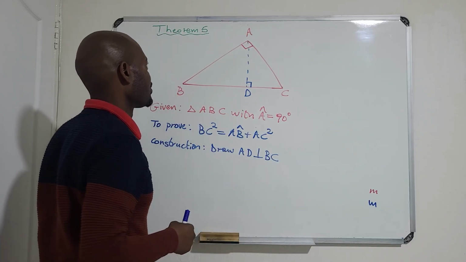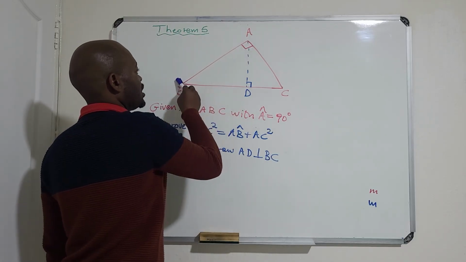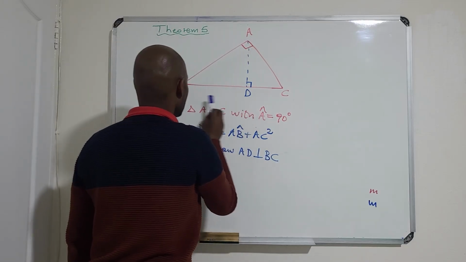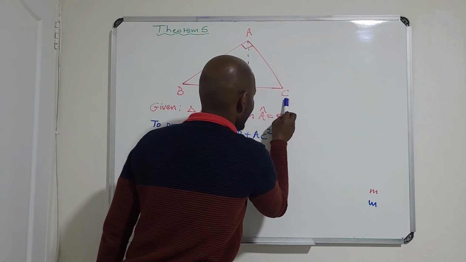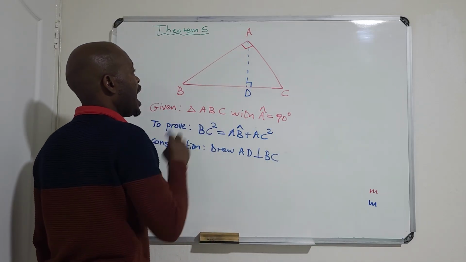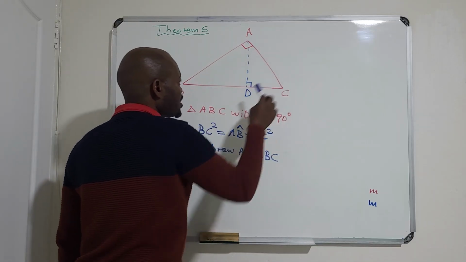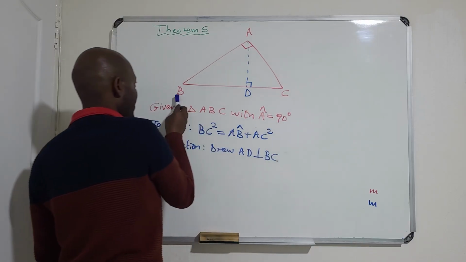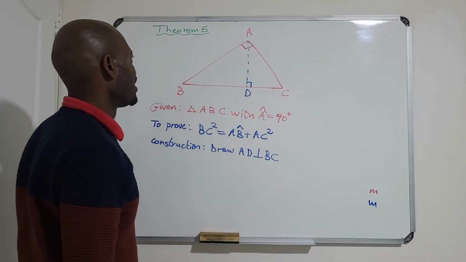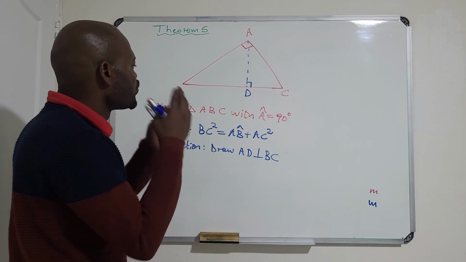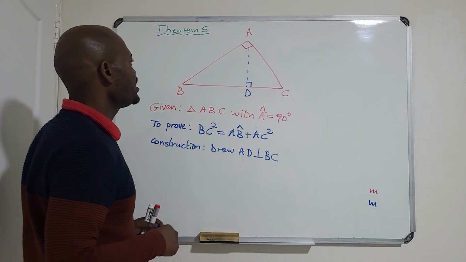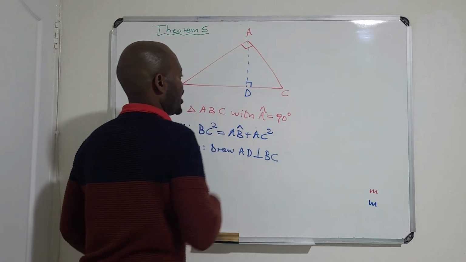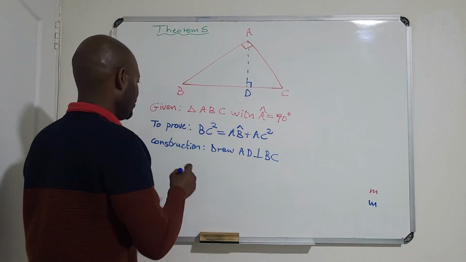Let's repeat that. For me to get this side, I need to write this side in terms of this and that over that. For me to get this side, I need to get this over that as well. But I must first prove similarity for me to get this side in terms of this over that. Let's see that. Proof.